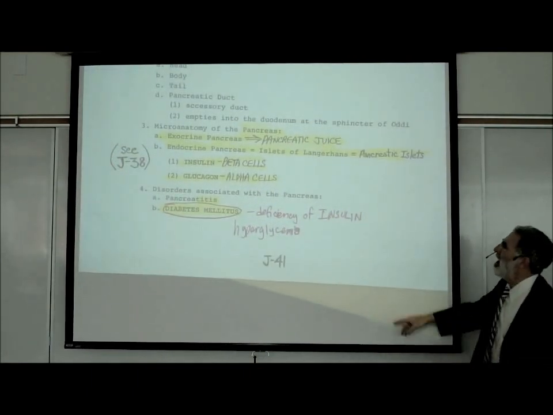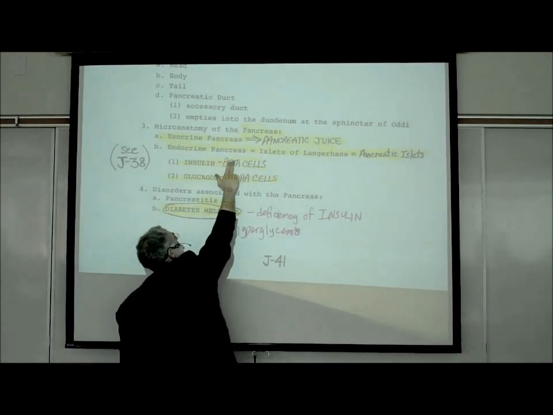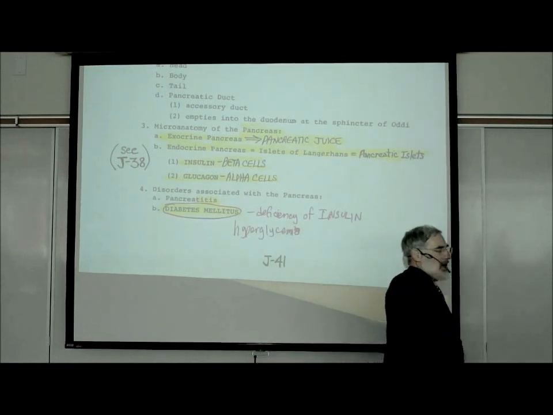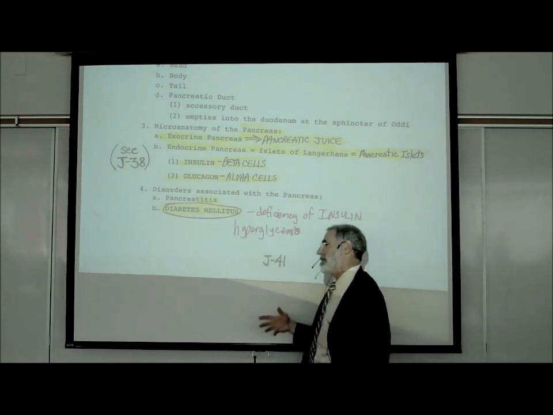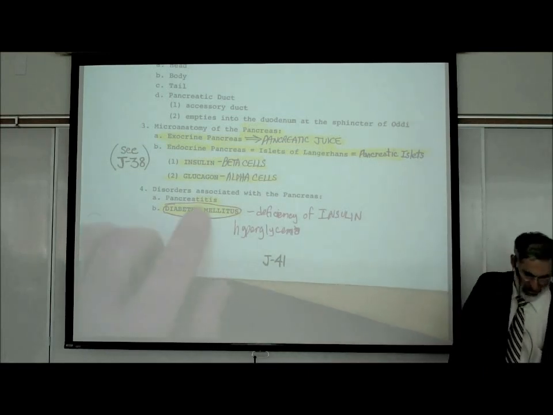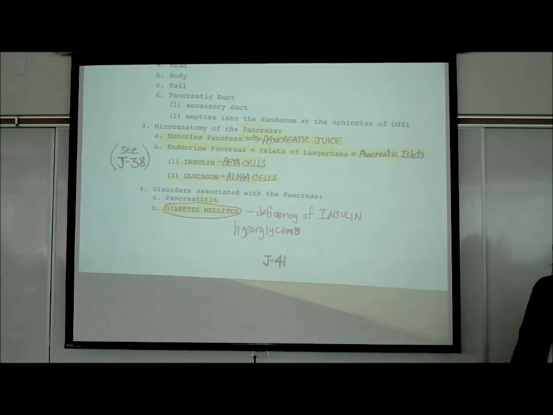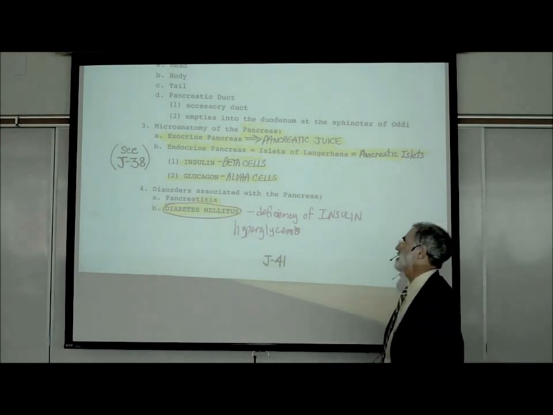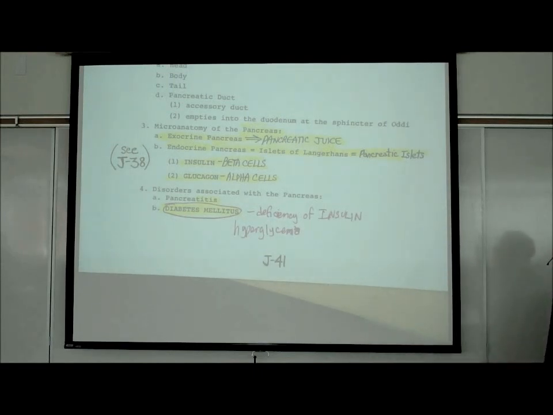Let's talk about those. At the bottom, where it says microanatomy of the pancreas, the endocrine pancreas are the islets of Langerhans, or pancreatic islets. What are the pancreatic islets? They are made up of the cells that secrete hormones into the bloodstream. The alpha cells secrete glucagon. The beta cells secrete insulin. You'd say, do we have to know that? Yes. The beta cells secrete insulin. The alpha cells secrete glucagon. So that's the endocrine part of the pancreas.